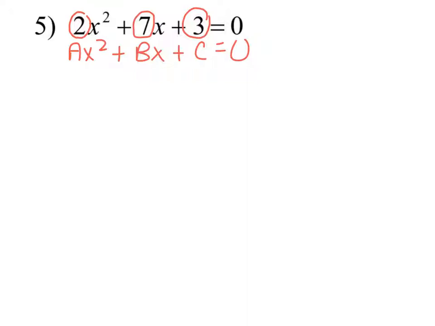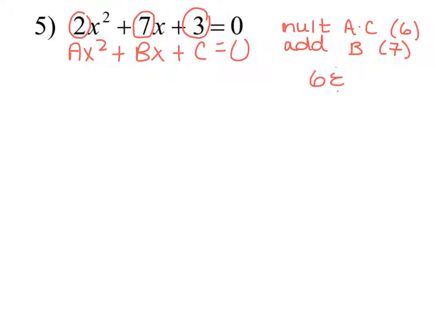Factoring involves some educated guessing and checking, but there is a systematic approach that we can take that will help us to factor the expression on the left-hand side of this equation. If we can find a pair of numbers that multiply to give us a times c, and that number happens to be 6, that's 2 times 3, and those same 2 numbers add up to give us b, which is 7. Two numbers that will do that are 6 and 1. They multiply together to give us 6. They add together to give us 7.